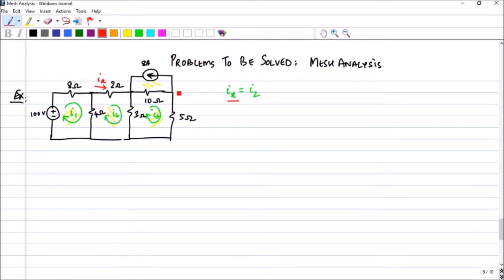Now the next thing you can see is that in the fourth mesh here, through the perimeter, it is the 8 ampere which is flowing. Alright, 8 ampere. So this is nothing but the mesh current, and this is also the mesh current for the fourth mesh.